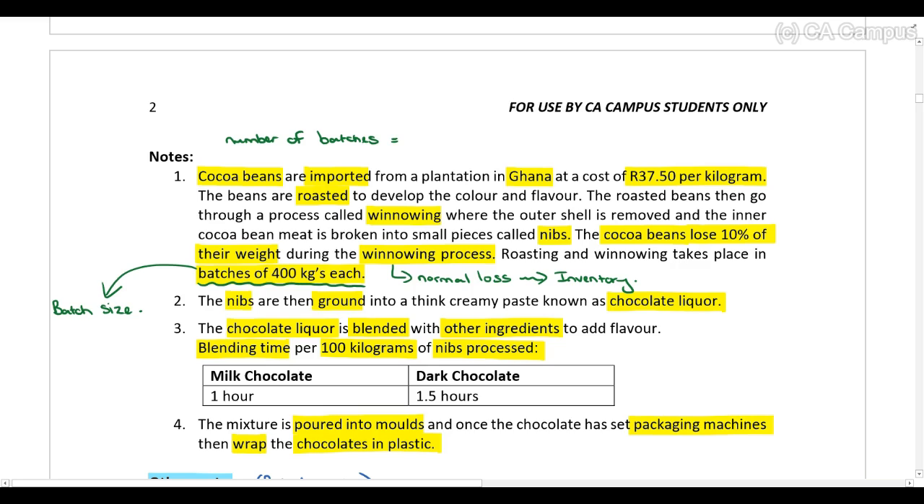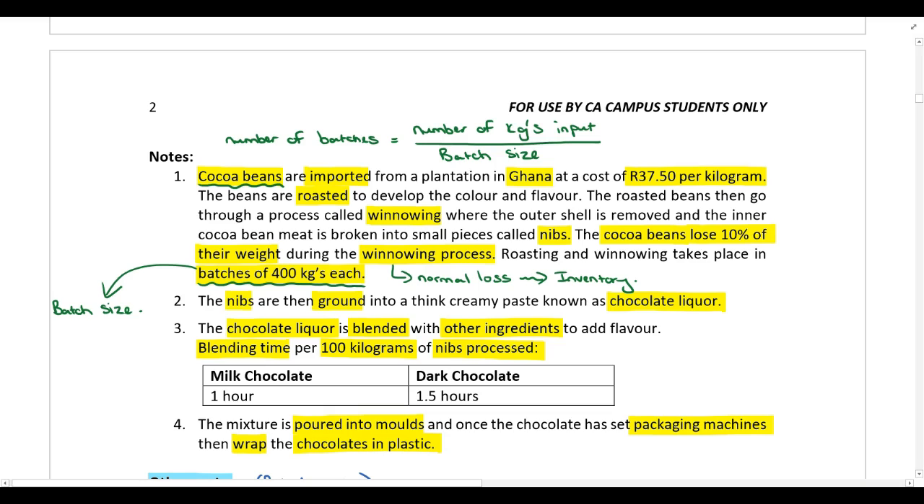So how are we going to calculate the number of batches? We know that each batch includes 400 kilograms. So if we want to calculate the number of batches, we need to know how many kilograms of cocoa beans they are going to input into the production process. Once we know the number of kilograms they are going to input into the production process, we can then divide by the batch size, which is 400 kilograms, and that will then give us the number of batches. So essentially that's what we're trying to calculate.